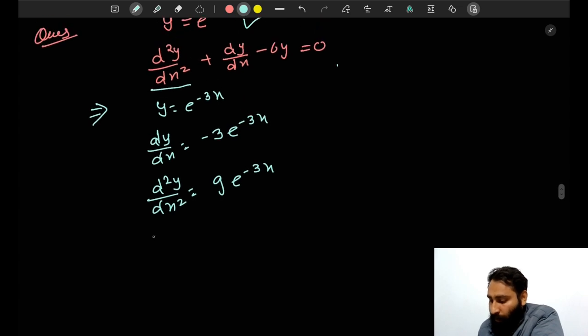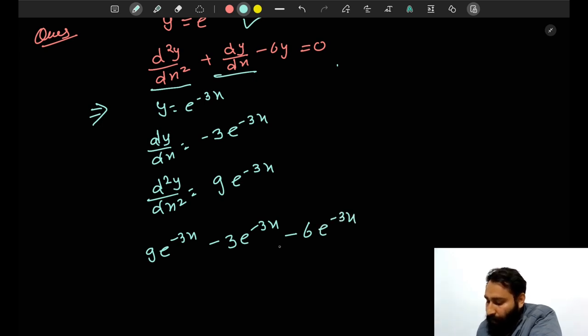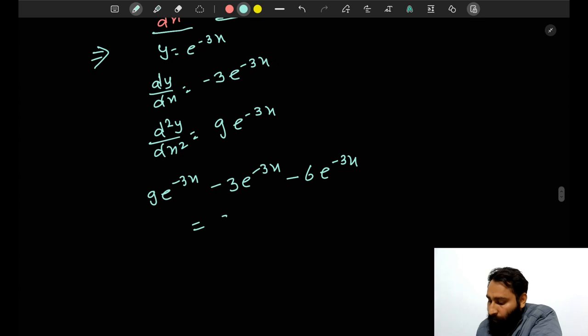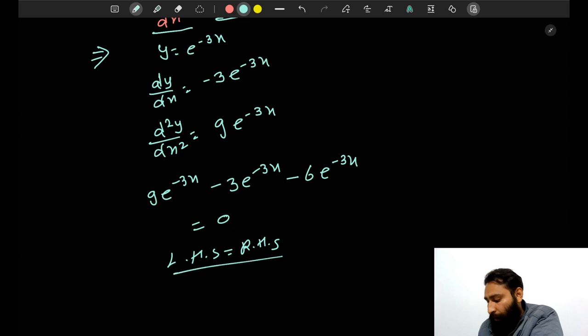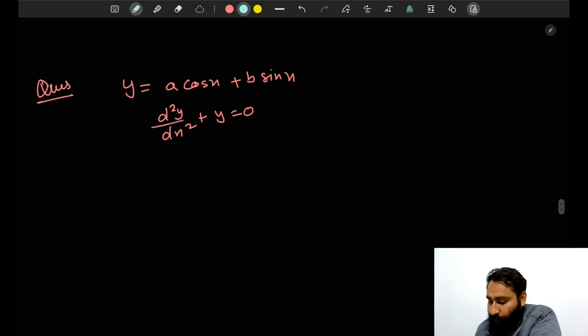Okay, now we put these in the differential equation. On the LHS we put 9 e to the power minus 3x for the second derivative, plus dy/dx which is minus 3 e to the power minus 3x, minus 6 times the value of y, which is e to the power minus 3x. When we compute this, we get 0. So LHS is equal to RHS. So it is a solution of this differential equation.